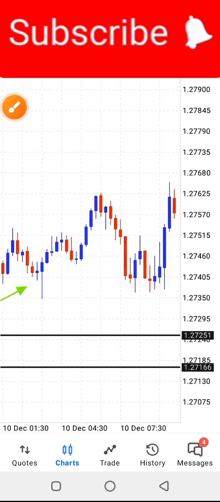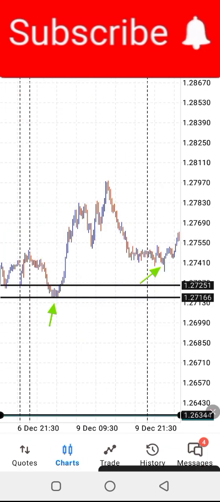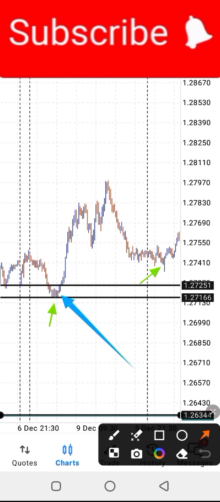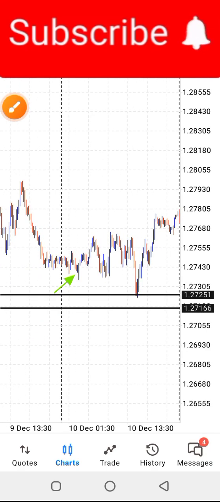I think it's the following day that price returned to the level. Let's see. Yes, it's the following day. So this is Monday. We got it set up on Monday, and then price returned there on Tuesday. The good thing about the setup is that it could take time to form. You had the setup on Monday and you're taking a trade on Tuesday, but it has a very high risk to reward ratio.